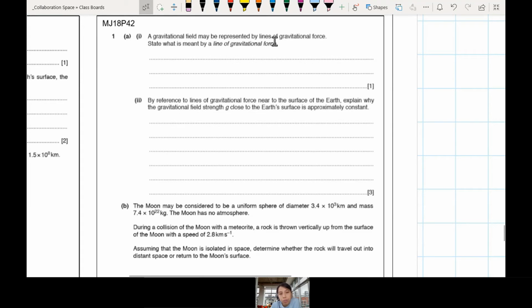What is a line of gravitational force? We draw all this line FG. What does it represent? What does it do to the object? That's what they're asking. Second one, they ask, why is the field strength approximately constant? Field strength near the Earth, 9.81. Why?